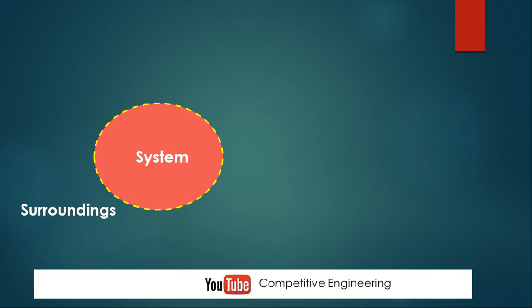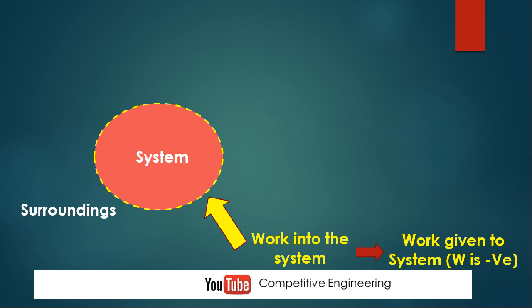So the work can go inside the system, means the work can go from surroundings to the system, that is called work into the system. We are doing some work in the system from surroundings, and likewise the work into the system is called work given to the system. We are doing some work on the system, so W is negative. The sign concept is just opposite to the heat, and for the work given to the system, work is negative.